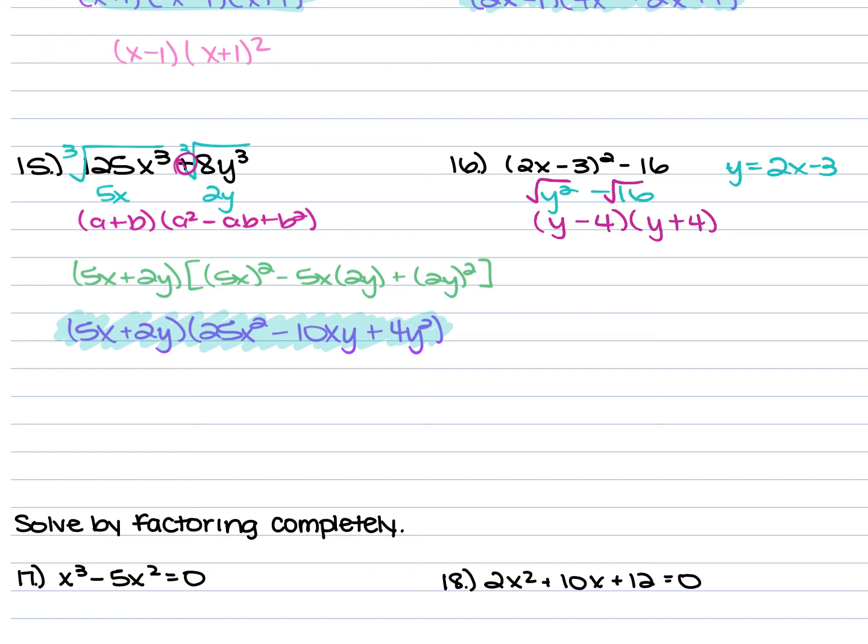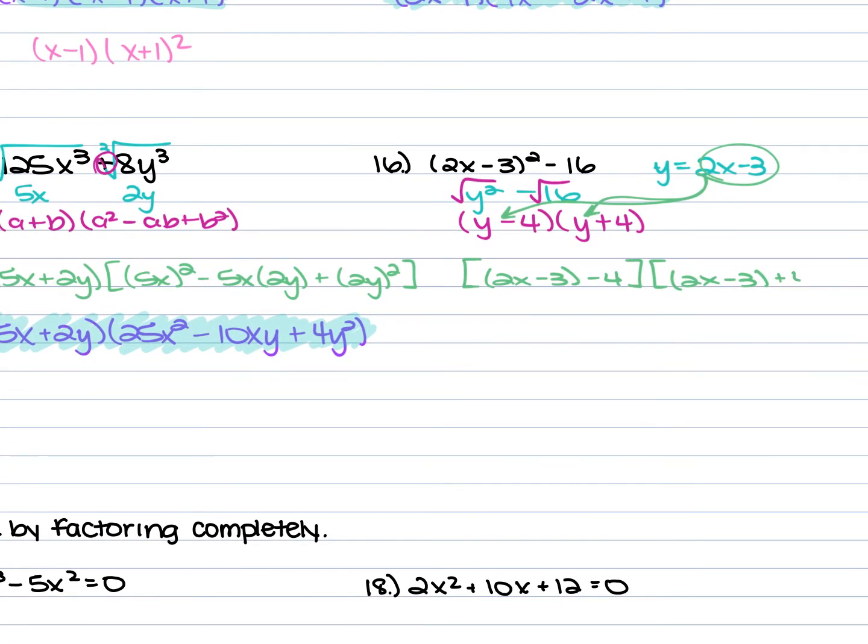If y is 2x minus 3, we're going to take that 2x minus 3 and plug it back in for the y. So we have 2x minus 3 minus 4 times 2x minus 3 plus 4. Now, I wouldn't require you to do anything else with this. I would just let you leave it like this. But like I said, a question like this you will not see on your test tomorrow.